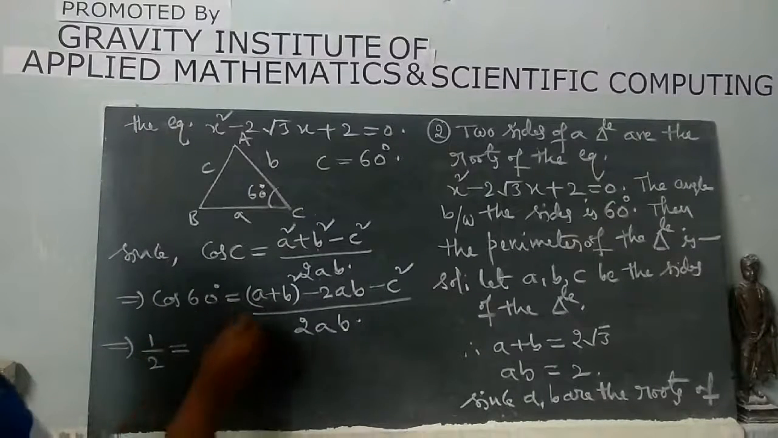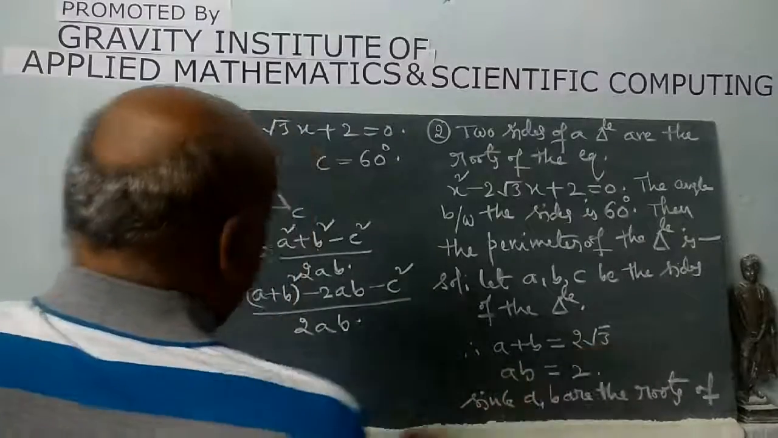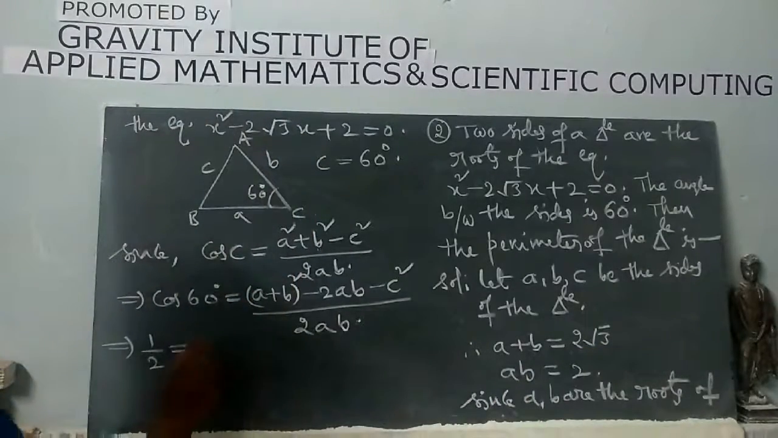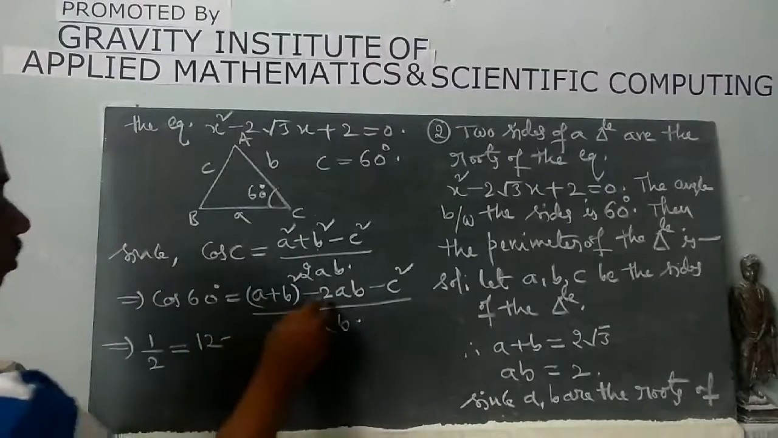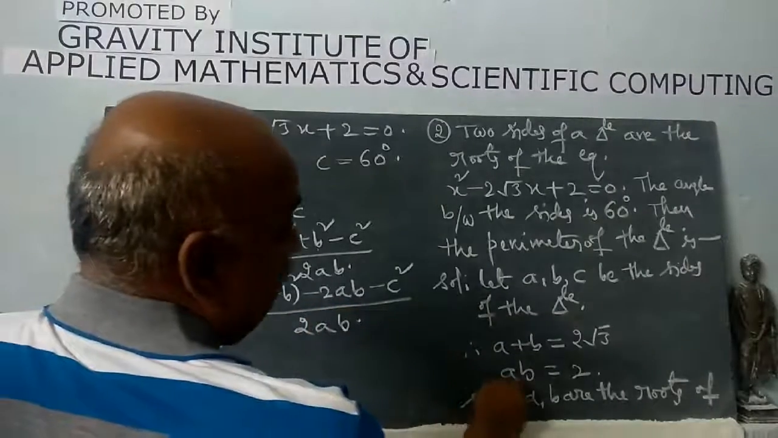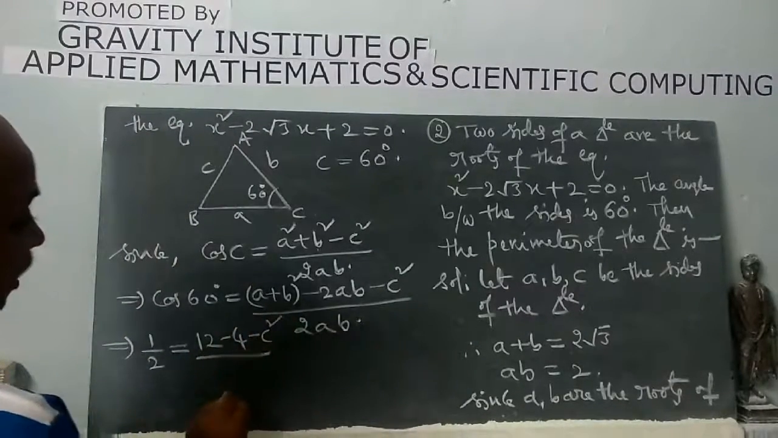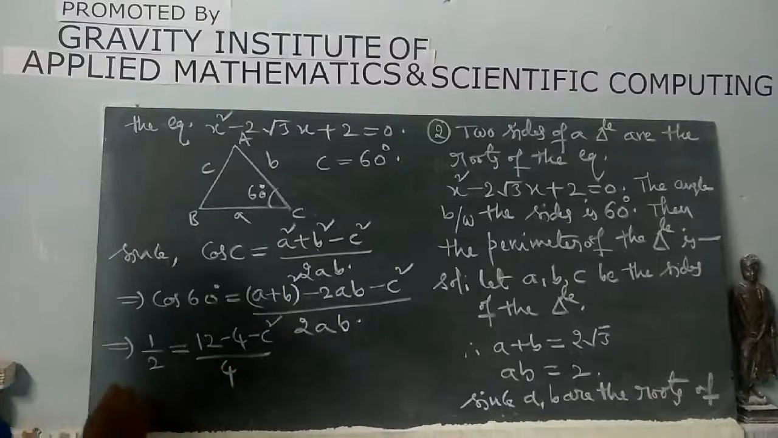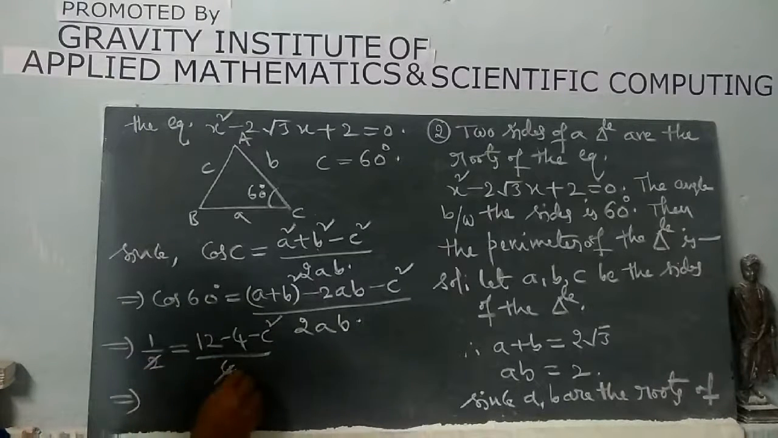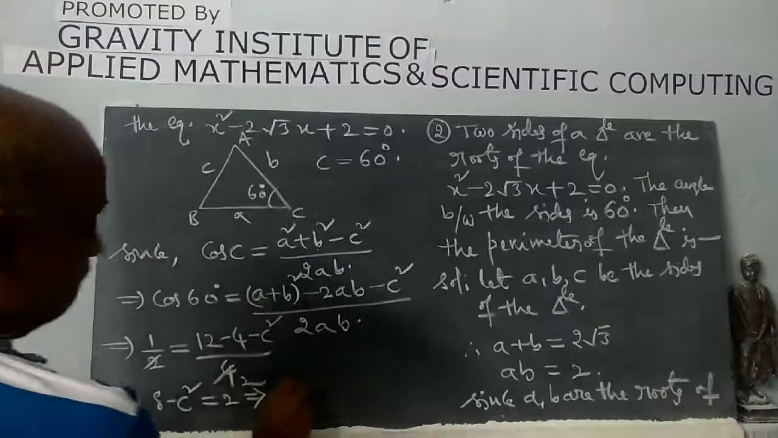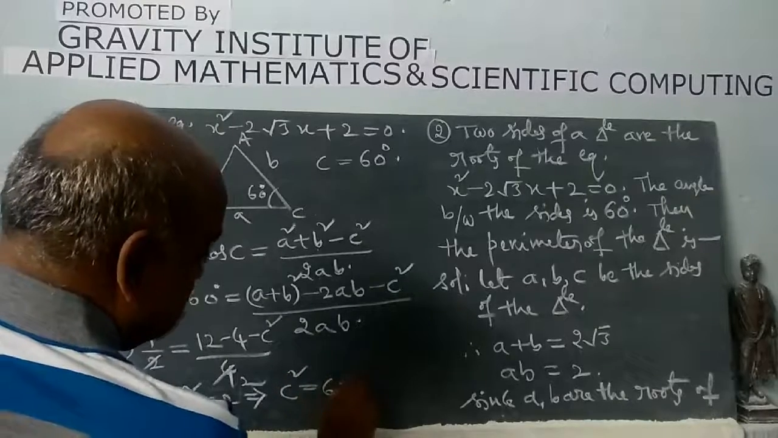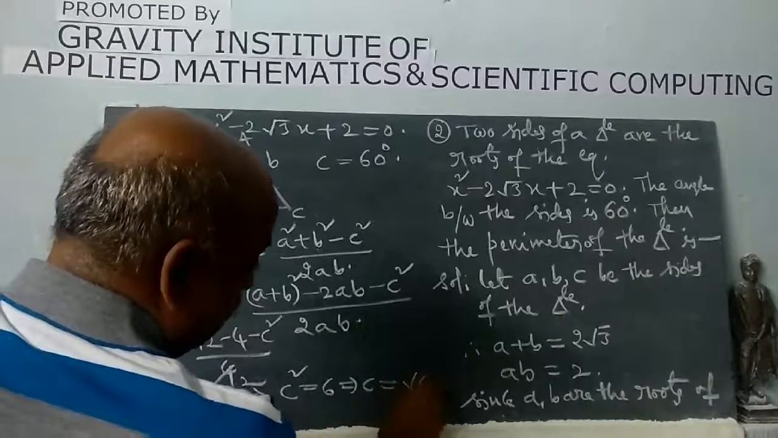This is equal to a plus b value, which is 2 root 3, whole square, which is 12, minus 2 into a into b, value is 2, so 4, minus c square by 4. So this implies 12 minus 4 is 8. So 8 minus c square is equal to 2. This implies c square is equal to 6. This implies c is equal to root 6.